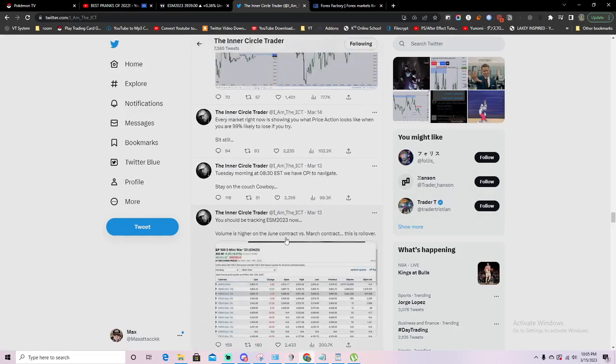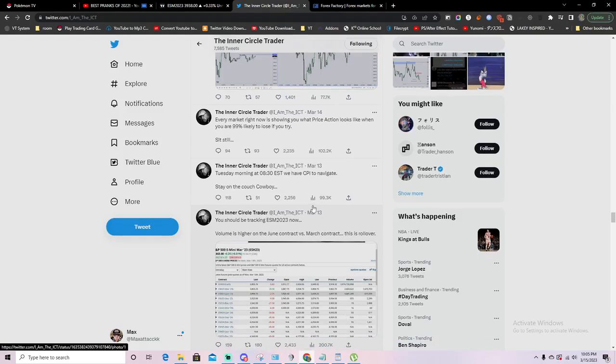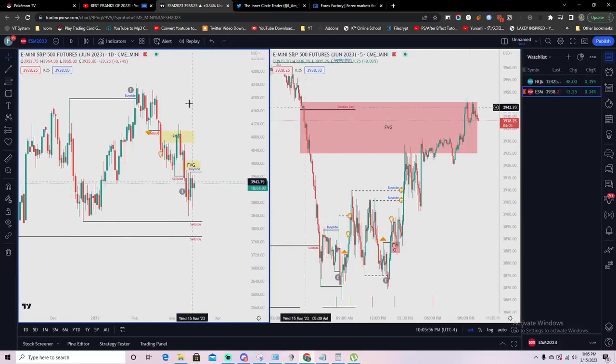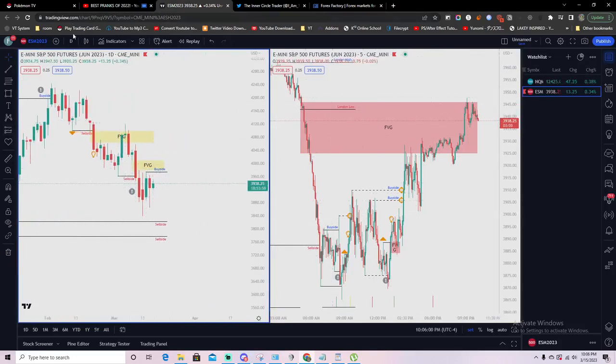Okay, so my friend totally did send me this, and that's because I was looking at the volume. The majority of volume right now is in the June contract, which is why I'm looking at June and not March. Okay, Tuesday morning, he calls out CPI here. That's the last tweet for the 13th, which was Monday. So before we get into anything else, let's start breaking down Monday.